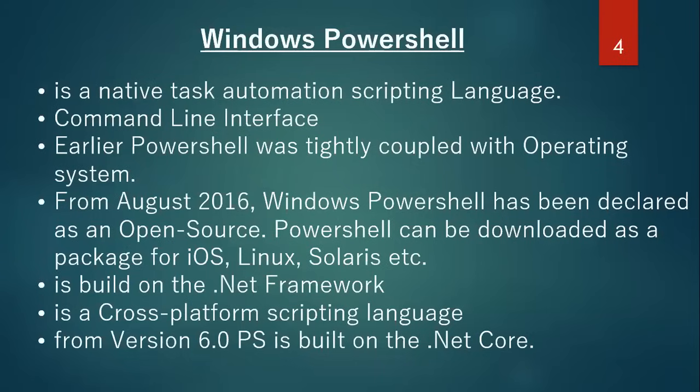So let's first understand what Windows PowerShell is and what it really talks about. It's a native task automation scripting language. Why do we say it is native? We call it native because it is available right after you have your operating system installed. For example, if you want to use Python on a Windows machine, you have to install Python. But PowerShell is natively available just after you install an operating system. It is readily available for you. That's why we call it native, and it's task automation.